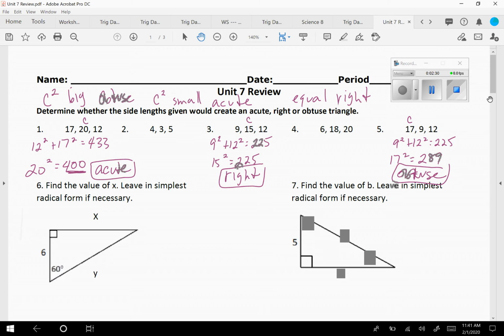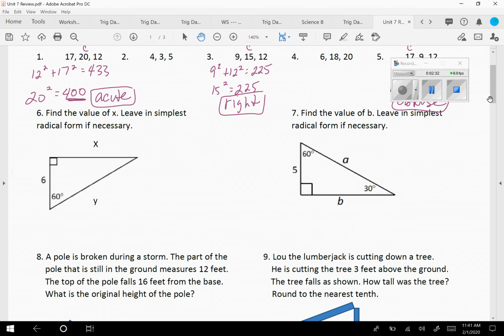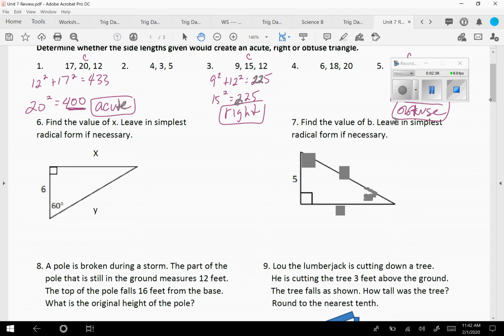All right, like I said, I'm doing the odds. So I'll do number 7 with you guys. It says find the value of b, leave in simplest radical form if necessary. Okay, first you have to look at your angles. This is a 30, 60, 90. So we have x, 2x, and x square root 3. That's your formulas, which are on your formula chart.